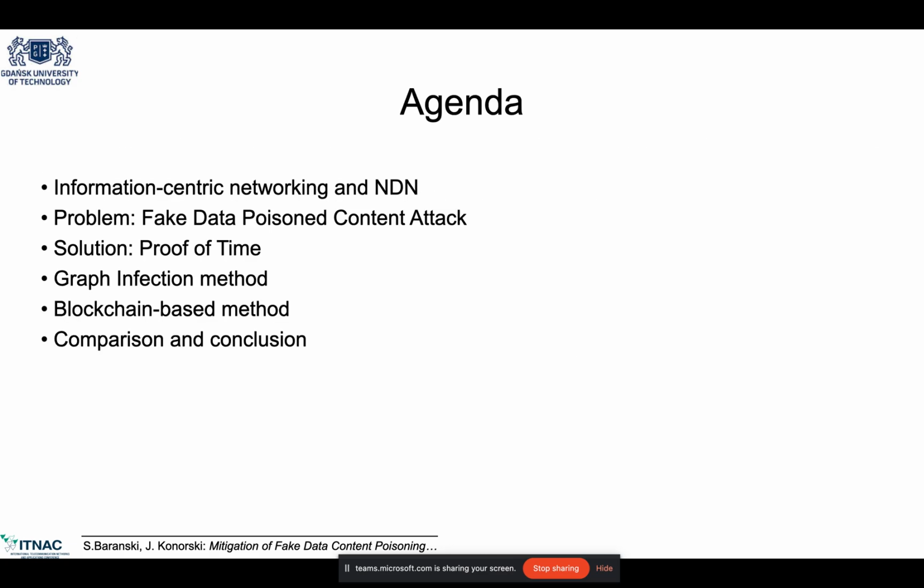I will start with a short introduction of information-centric networking, then outline the problem of fake data content poisoning and its proposed solution called proof of time. Next, against the background of an existing proof of time method based on graph infection, I will present our proposed method based on blockchain. Finally, the two methods will be compared.